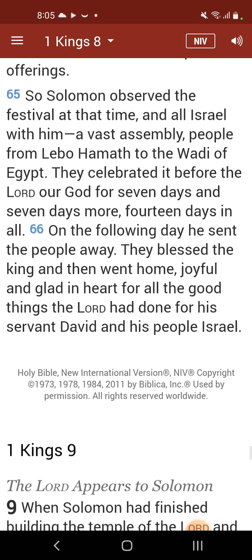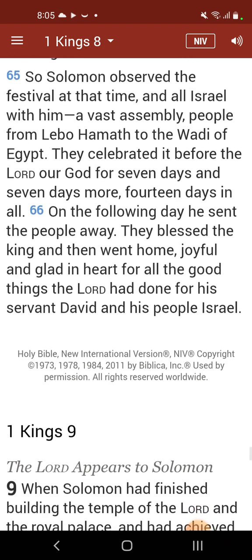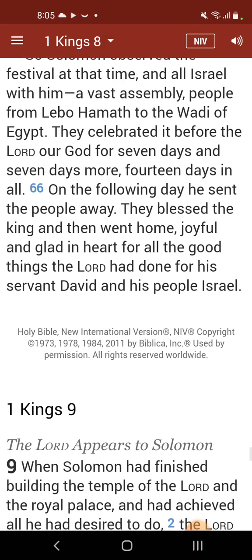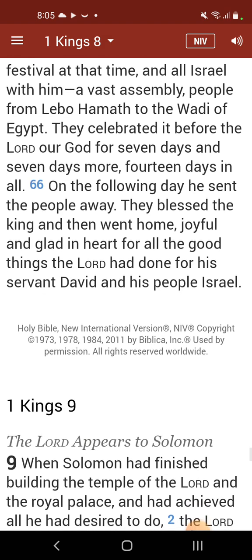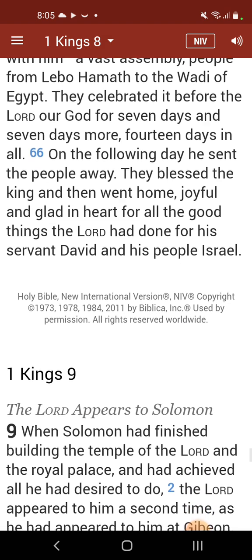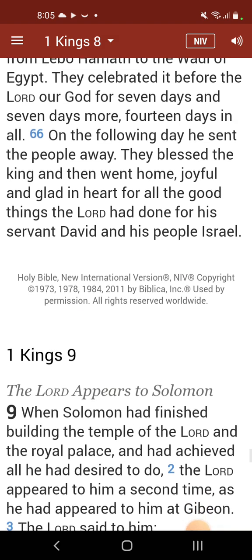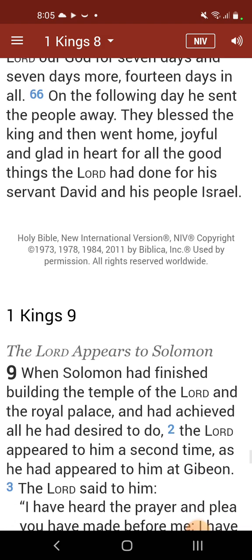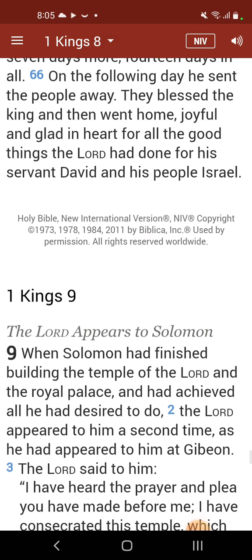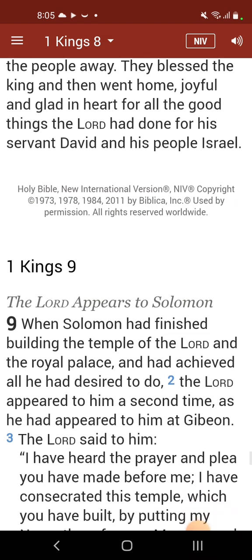They celebrated it before the Lord our God for seven days, and seven days more, fourteen days in all. On the following day he sent the people away. They blessed the king and then went home, joyful and glad in heart for all the good things the Lord had done for his servant David and his people Israel.